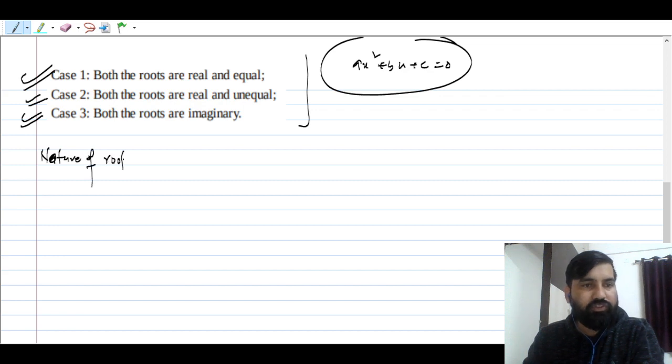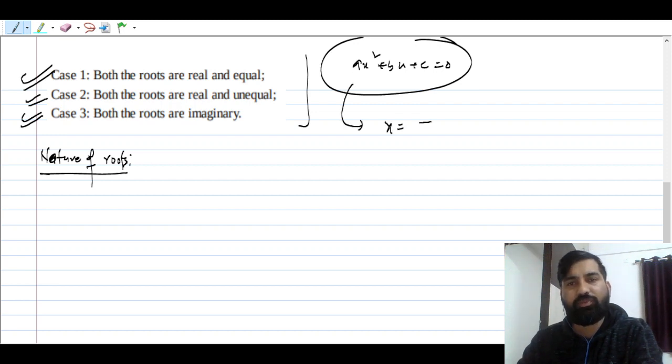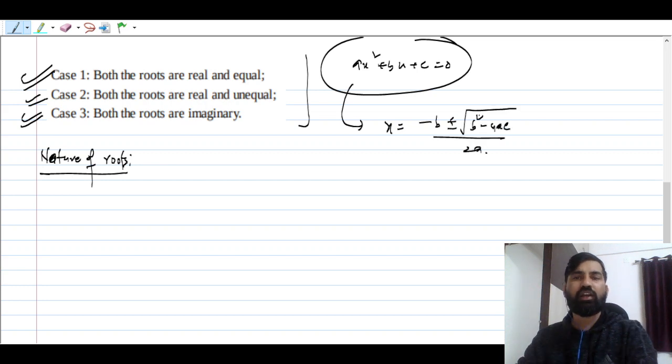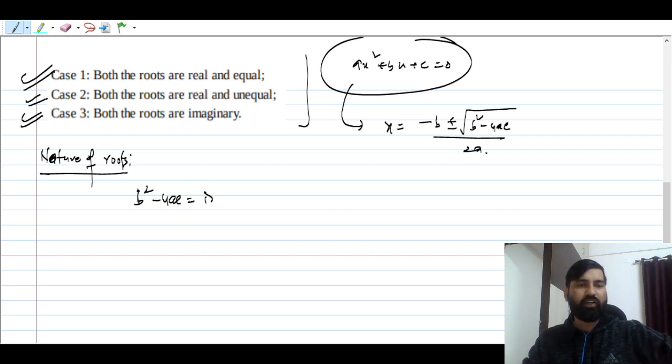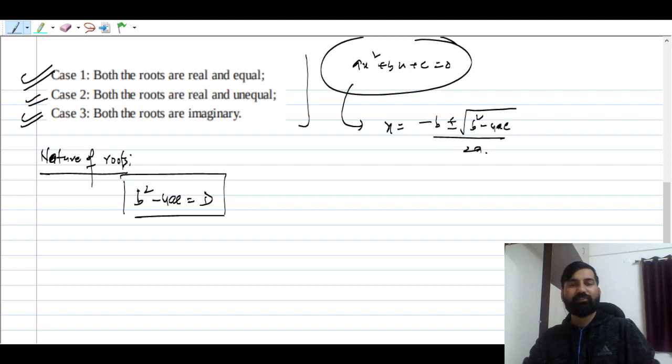Okay, roots is nothing but the solution of the equation. So if you try to find the x here, guys, x is going to be minus b plus minus square root of b square minus 4ac by 2a, right? So this b square minus 4ac is going to be called the discriminant. Okay, it is going to decide whether the roots are real, whether the roots are imaginary.